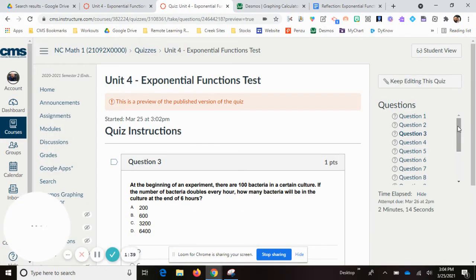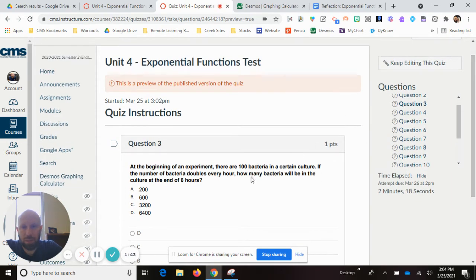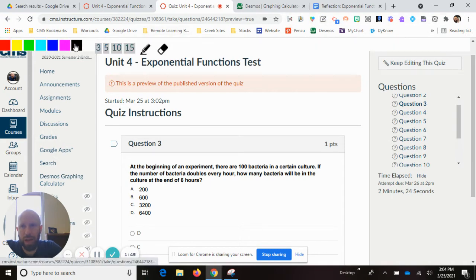Question 3. At the beginning of an experiment, there are 100 bacteria. How many will you have at the end of 6 hours? So at the beginning of the experiment, there has been no time. So that's 0 hours, and that would be 100. It says that we are doubling. So when we get to hour 1, that'd be 200.